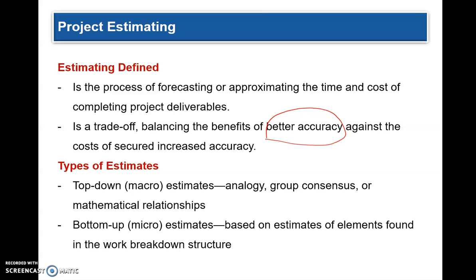There are two types of estimates we're going to look at. We're going to talk about the macro, called top-down estimate, and then a micro, which is the bottom-up estimate. Top-down estimate uses analogy, group consensus, and mathematical relationships, whereas the bottom-up estimate is based on elements found in the work breakdown structure.